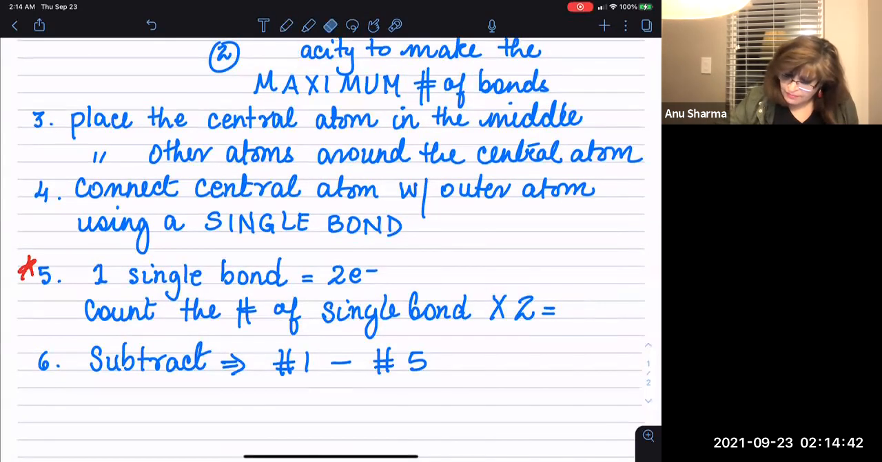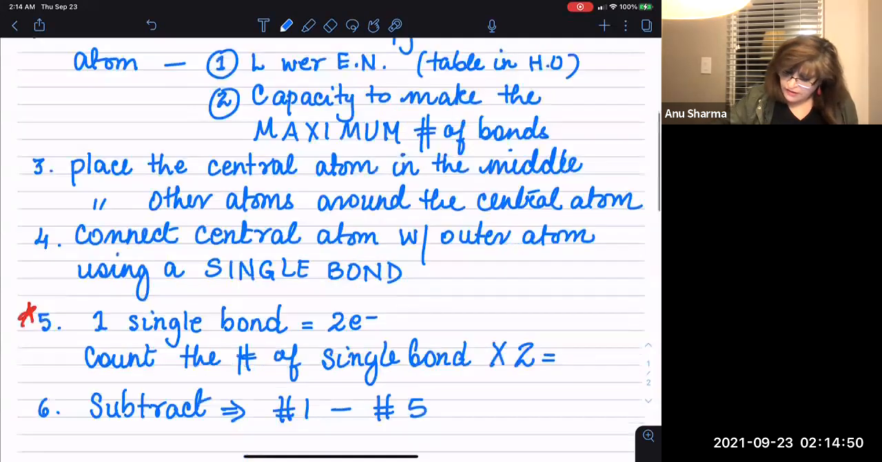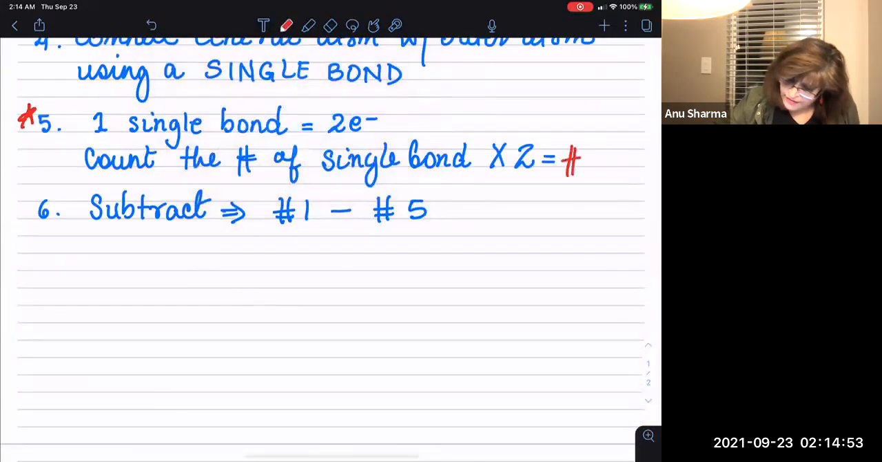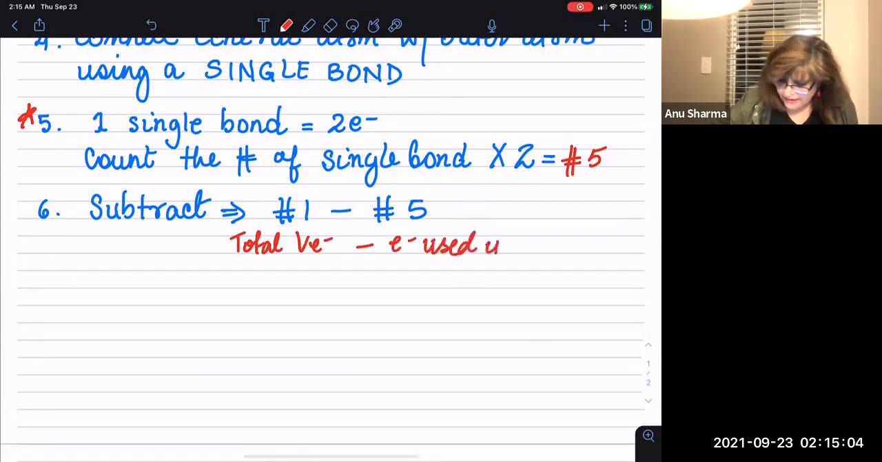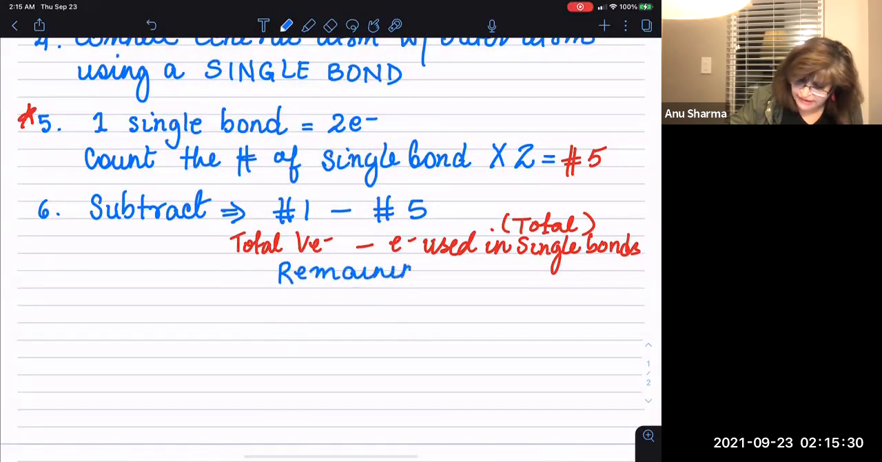So that is number five: total valence electrons minus the electrons used in single bond formation, the total number of single bonds used, like all the single bonds. So that gives the remaining electrons. What are you going to do with the remaining electrons? The remaining electrons, this is number six.